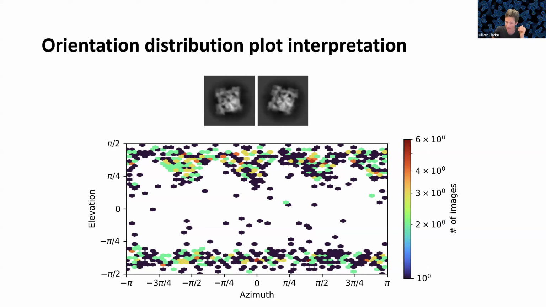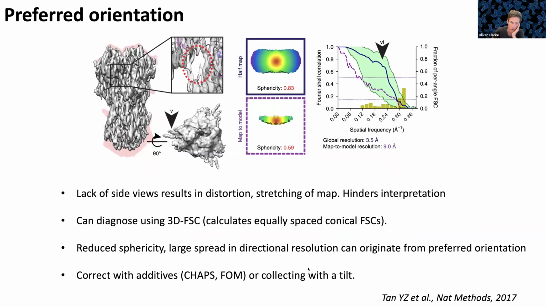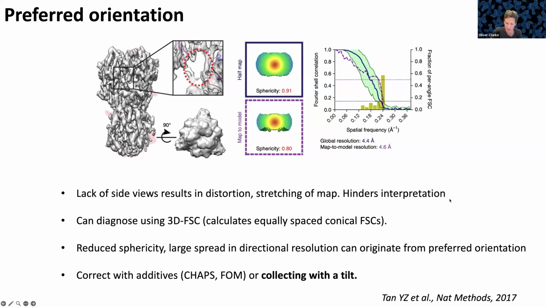If we had a data set which just looked like this, right, where we only had particles that were present in this region of the parameter space, that would give us a terrible reconstruction. And that would give us something called preferred orientation. And so what that can lead to is a distorted, stretched anisotropic map, which severely hinders interpretation of the density. You can diagnose this using a 3D equivalent of the Fourier shell correlation, where basically you're calculating equally spaced conical FSCs throughout the data set.